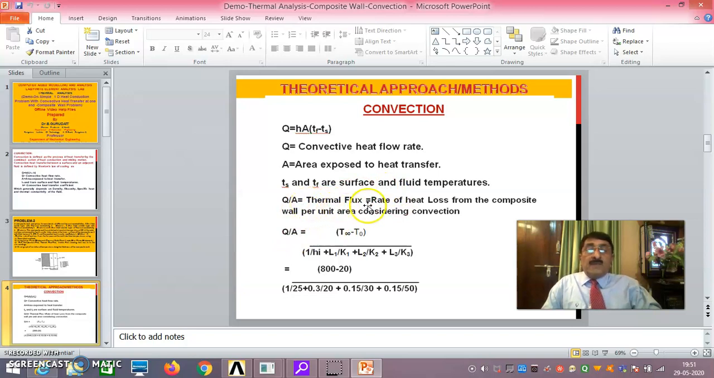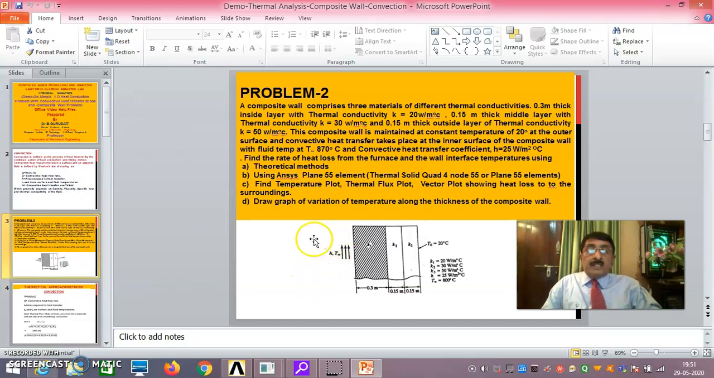Now Q by A, this is the basic equation when convection is involved. Q by A, the thermal flux, is equal to the rate of heat loss from the composite wall per unit area, because I have taken Q by A per unit area considering convection: T infinity minus T naught. T infinity is the fluid temperature, that is, as you see here, 800, and this is 20. And you see here, this is the surface temperature, or T1 you can call it. This is T2, T3, or T4 or T0. T0 they have given as 20.